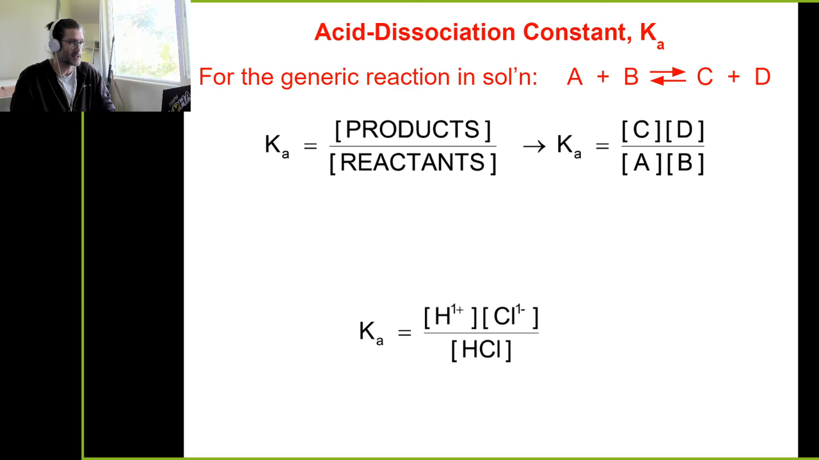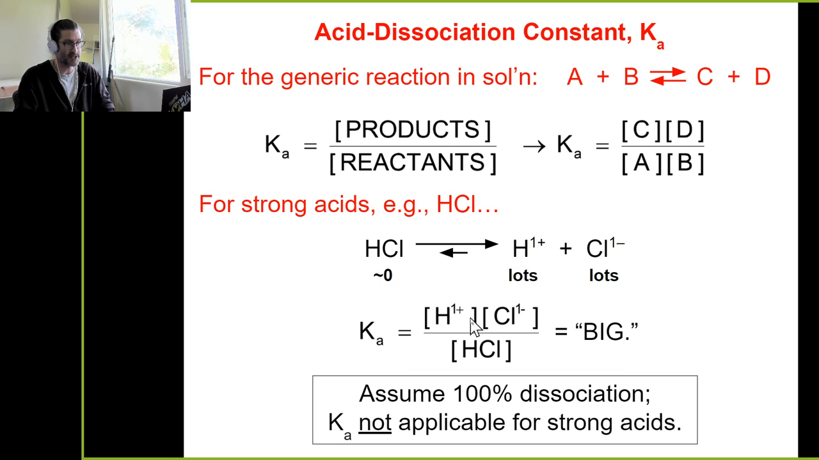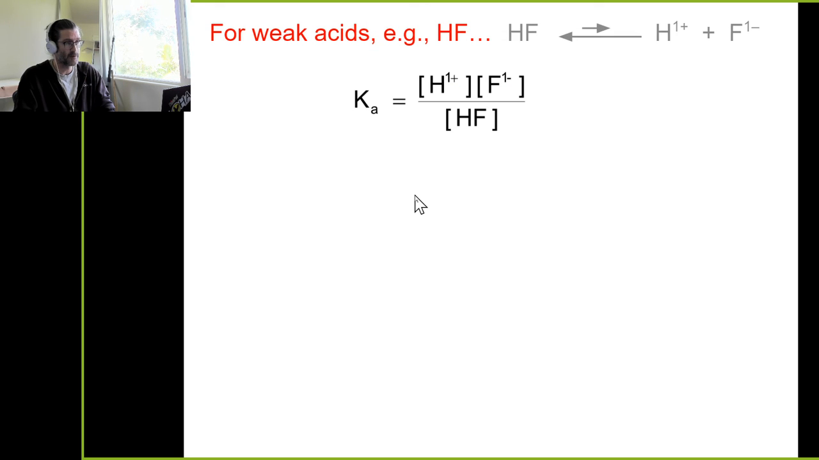I did want to talk about acid dissociation constants. It's products over reactants. That's all the time we have for today. For strong acids, the dissociation constant is big because we have almost none of the protonated form, almost none of the reactant. It completely dissociates. We get lots of the product. Very small denominator, very large numerator equals big dissociation constant. We're going to assume that it's 100%.